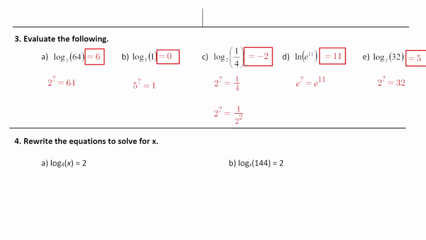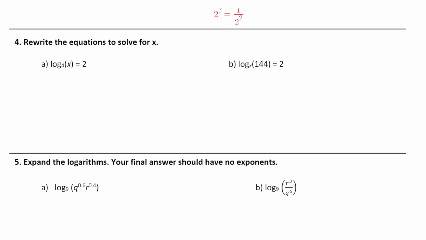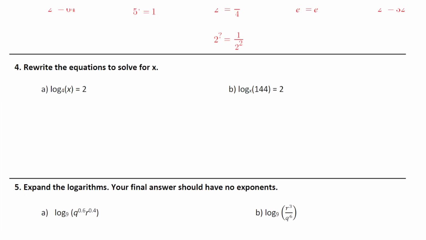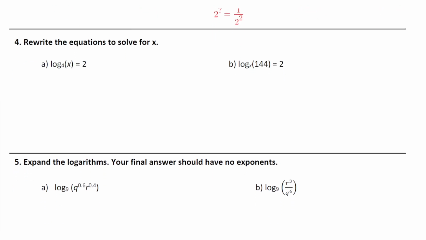Number 4, we are just rewriting these logarithms kind of like how we did in number 1, except we're going to use that technique to solve for x. So 4a, I'm going to rewrite this as 4 squared equals x. So x is 4 squared, which is 16. Part B, the base here is x, so we get x squared equals 144.